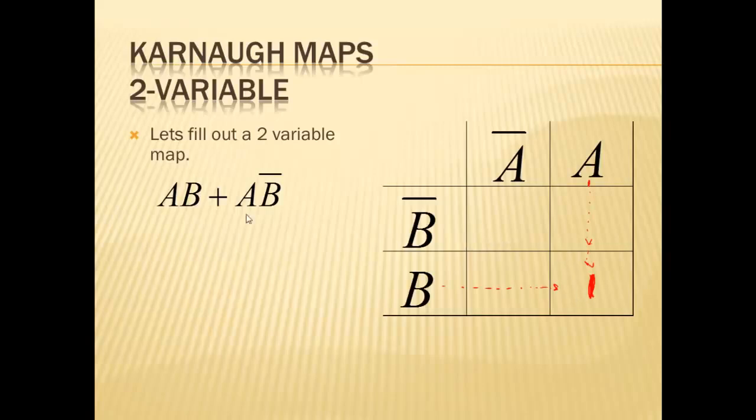Okay? And then the next set of variables is A, B not. So there's A, there's B not, and wherever A and B not intersect, we're going to put a 1 right there.